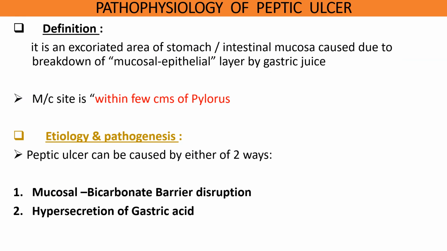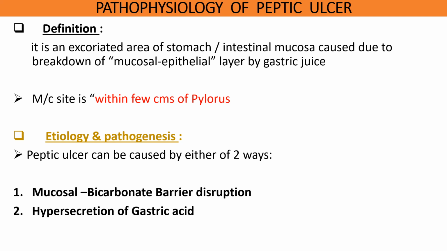Let us see the applied aspects now. The most important applied aspect of the stomach which needs your attention is peptic ulcers. A peptic ulcer is defined as an excoriated area of stomach or intestinal mucosa which is caused due to the breakdown of the mucosal epithelial layer by the gastric juice. The most common site for the occurrence of peptic ulcer is within a few centimeters around the pylorus.